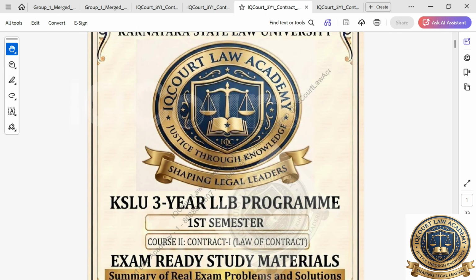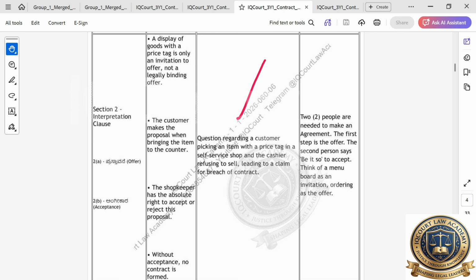Let us start. I will start displaying the questions. I'm not going to explain; I don't have time to do it. Question regarding the customer picking an item with a price tag in a self-service shop and the cashier refuses to sell. It is correct, he can refuse. See, it is just an invitation to offer. The customer makes the proposal when bringing the item. So there is no obligation to sell.